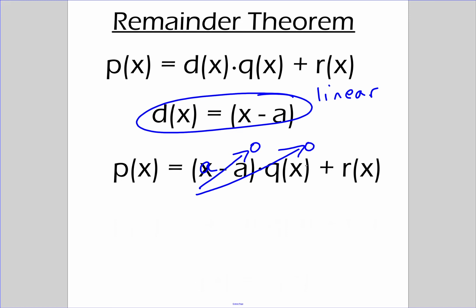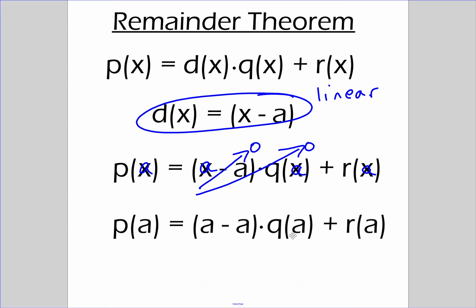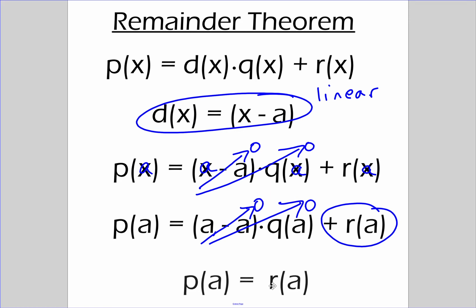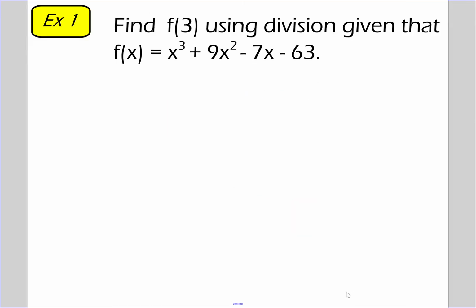So if we think about substituting for a here, we could substitute for a in all of these, which would ultimately give us this right here. So we've plugged a into this expression, and we know that this part is going to be 0, so this whole product is 0, and all that's left over is our remainder. And so it leaves us with this result, that if we do division by a linear divisor, our remainder is going to be equal to the value of the polynomial there.